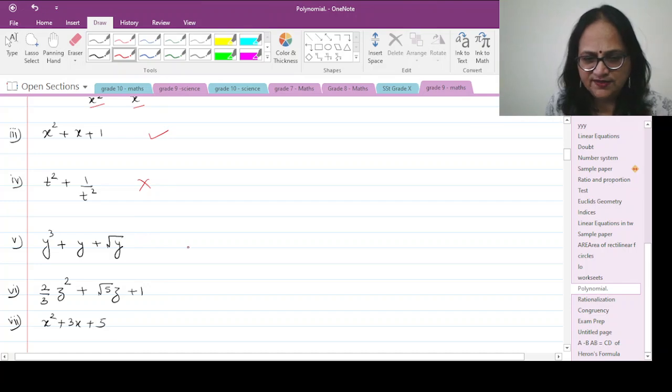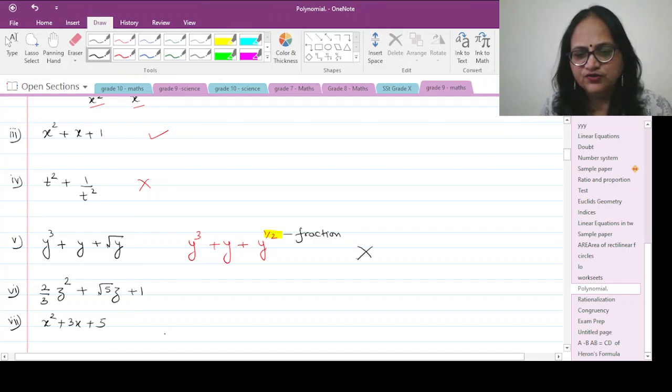Now this one you can see it can be written as y cube. Okay, y cube is fine. 3 is a whole number. Y to the power 1. If nothing is there, we consider 1. Fine. So this is also okay. But under root y means that y raised to the power 1 by 2. It is a fraction. So this will not be a polynomial. Correct?